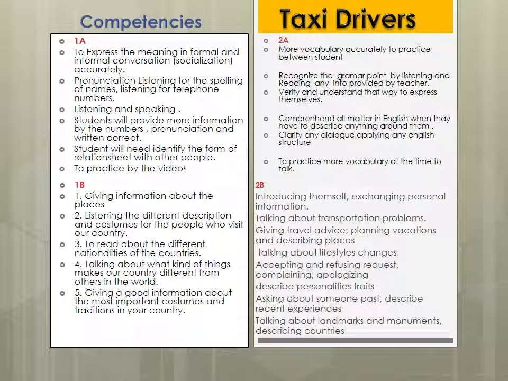So, the competences would most likely be used to express the meanings of any information that they don't know about. They must know the information in order to have a better understanding. So the pronunciation, the information that they need, by numbers, and also they will be able to identify any information about it as well.